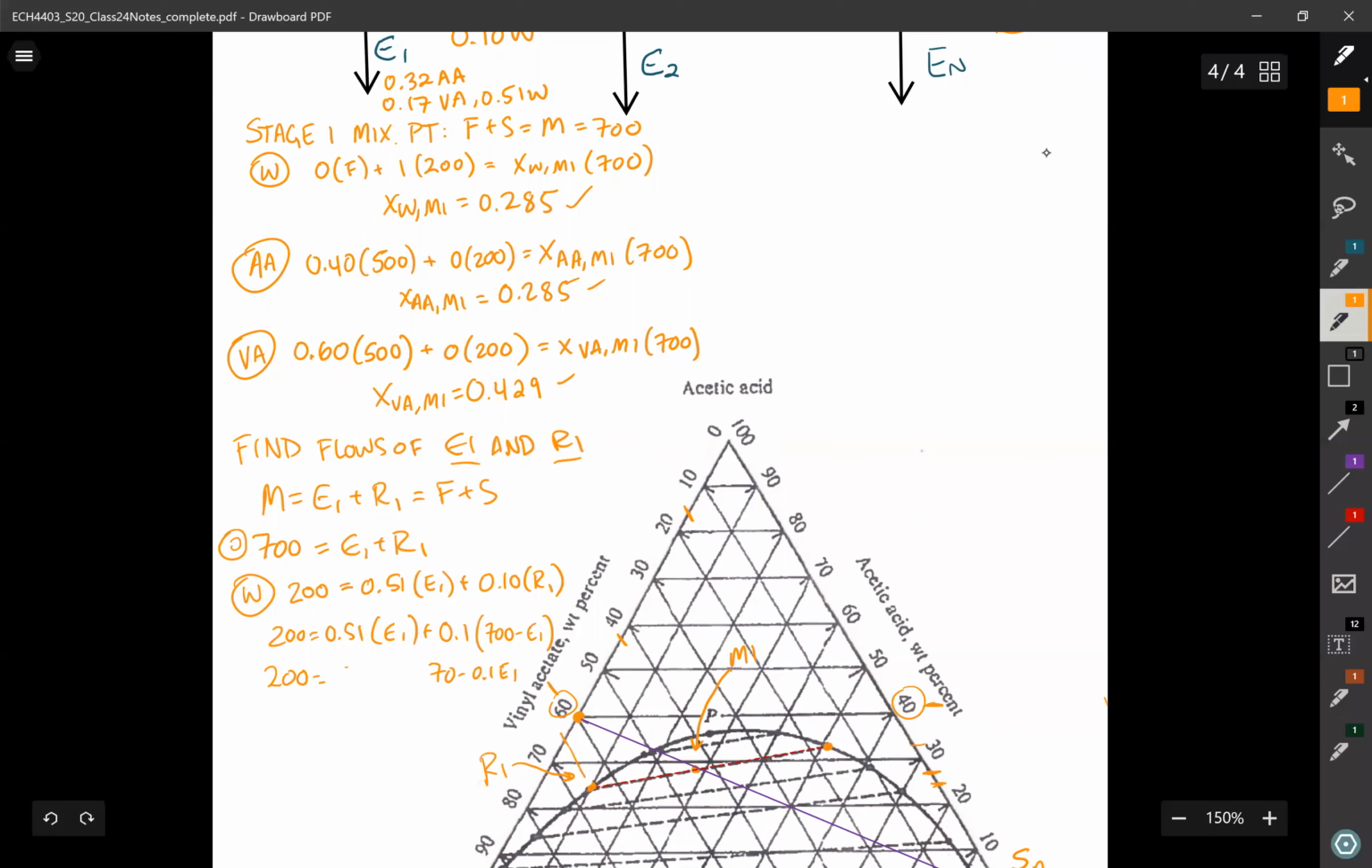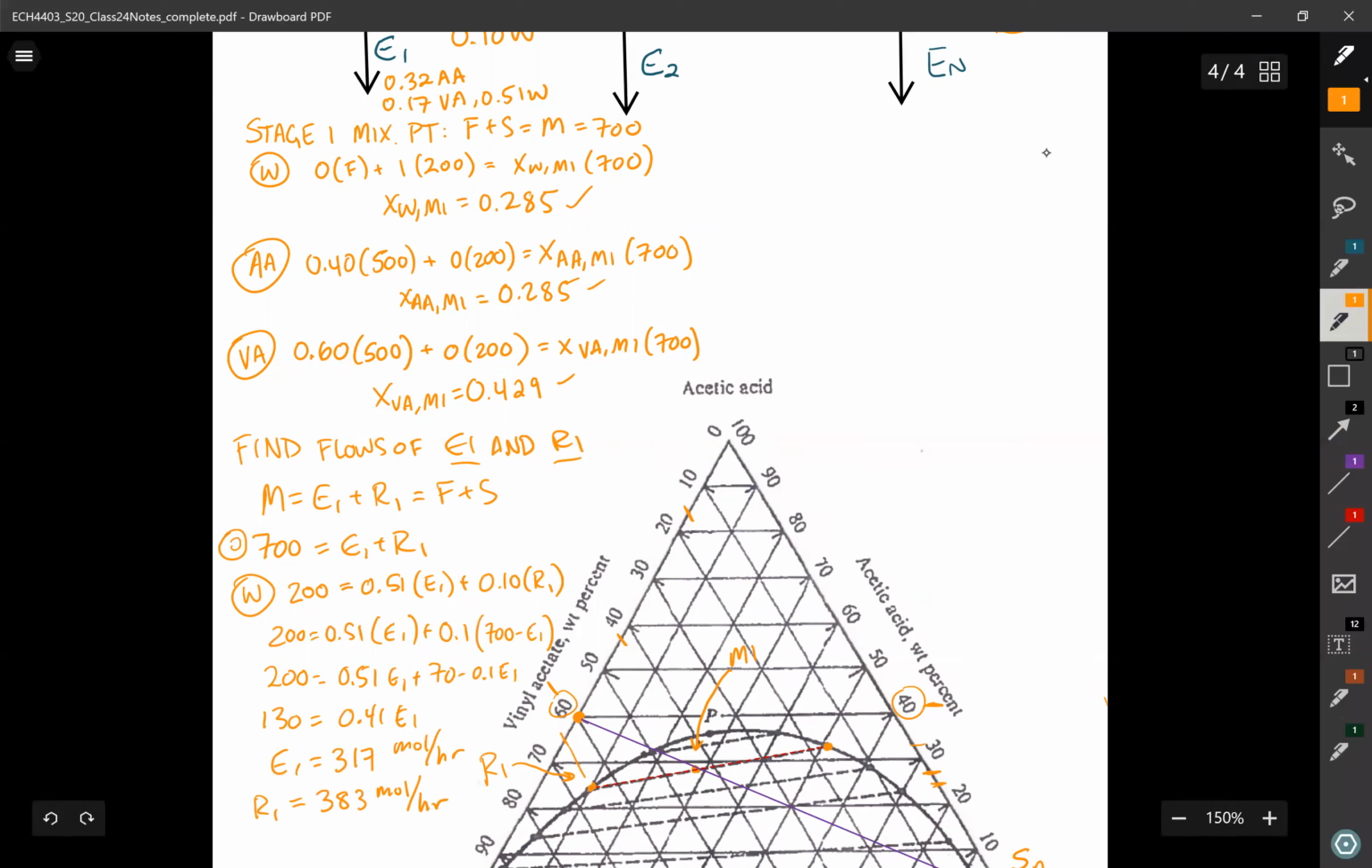200 equals 70 plus 0.51 E1 minus 0.1 E1. And then I've got some algebra to do. So 130 is equal to 0.41 E1, which gives me that E1 is 317 moles per hour, rounding a little bit. And then R1 is 700 minus 317, so that is 383 moles per hour.